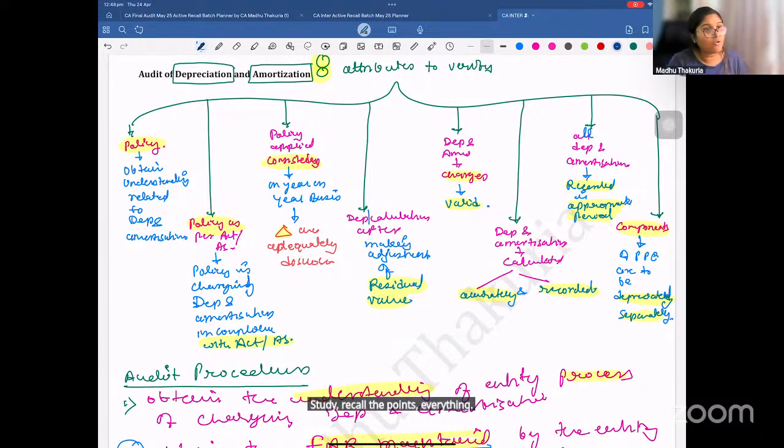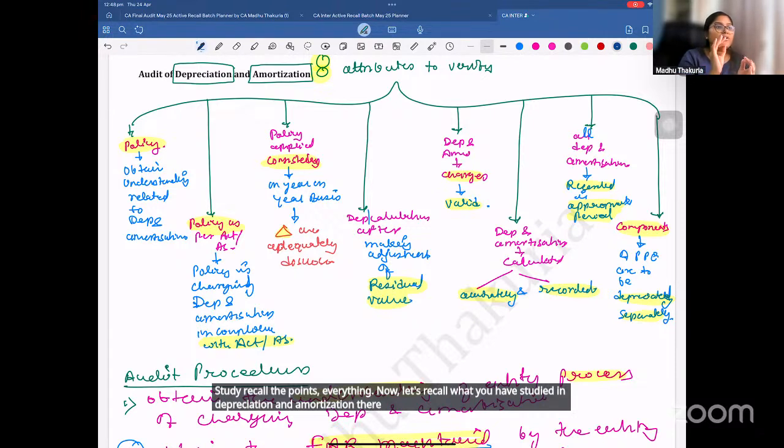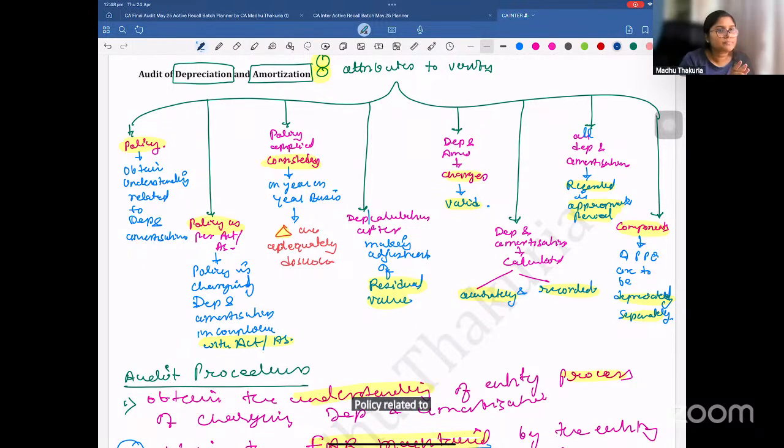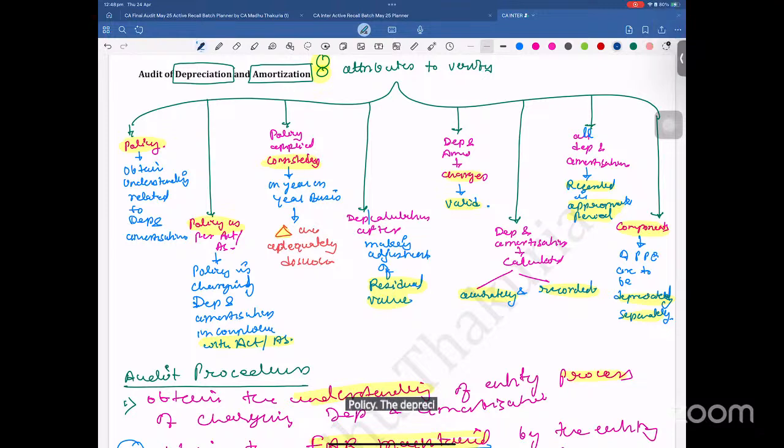Now, let's recall what you have studied in depreciation and amortization. There were 8 attributes that you had to verify. Generally, you will first verify these 8 attributes. First one was you have to obtain the understanding of policy related to depreciation and amortization.